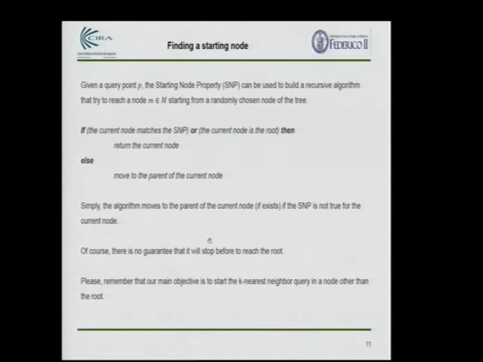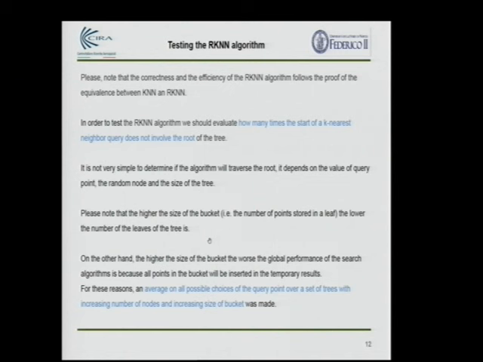The main idea of the algorithm is, if the current node matches the property, or the current node is the root, return the current node. Otherwise, move to the parent. Simply, the algorithm moves to the parent if the condition does not hold for the current node. Of course, there is no guarantee that the algorithm will stop before it reaches the root. And our objective is to start the query in a node other than the root, because the root will be a bottleneck.